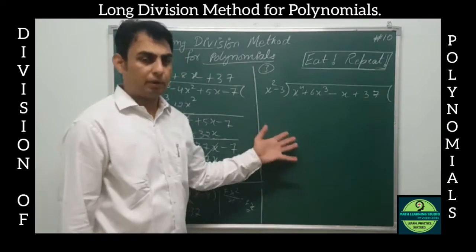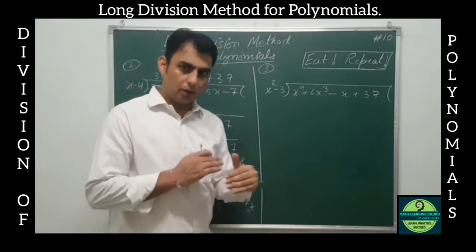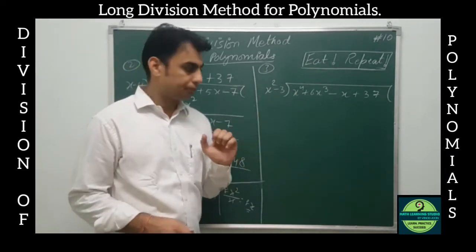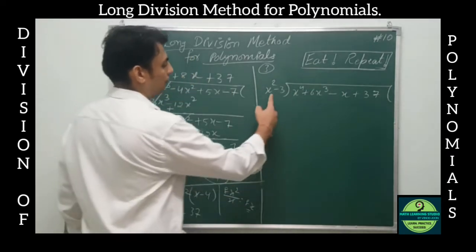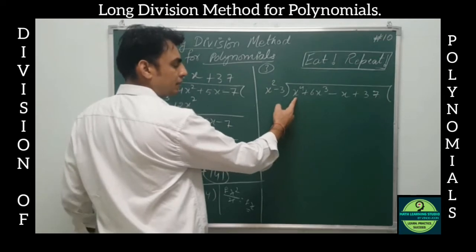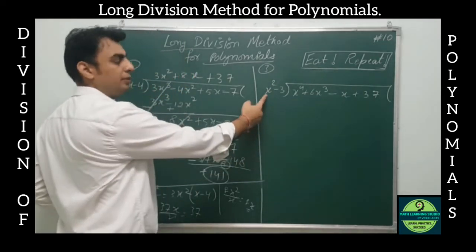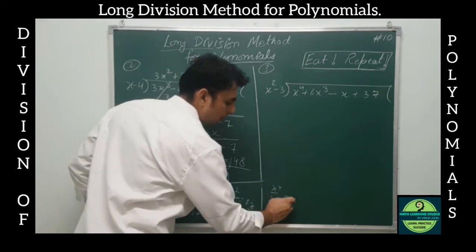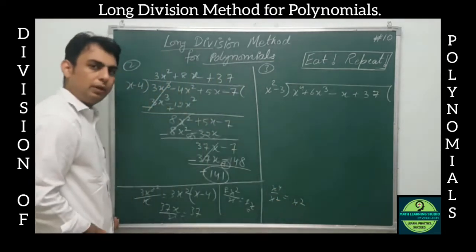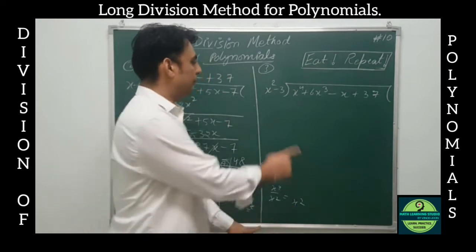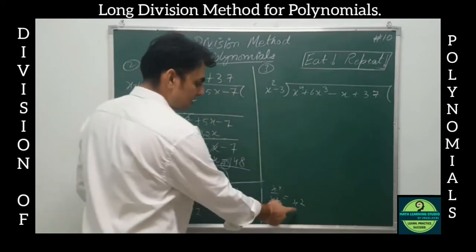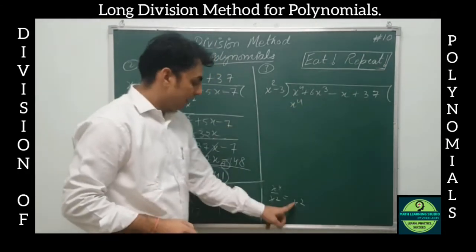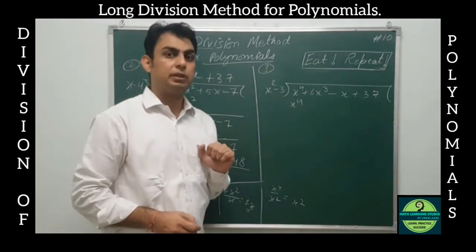Now let's move to example number 3. I have gone a step further here and taken the degree 4. So first is x power 4. Here the first term is x square. So we divide x power 4 by x square. What do we get? We get x square only. Now with this x square, we will multiply the divisor. So x square into x square becomes x power 4. Then x square into 3 becomes 3x square.